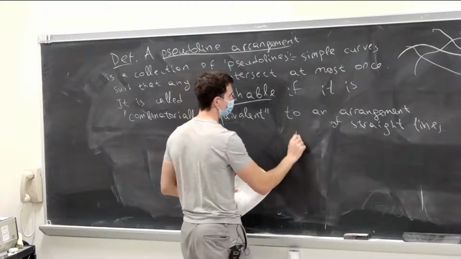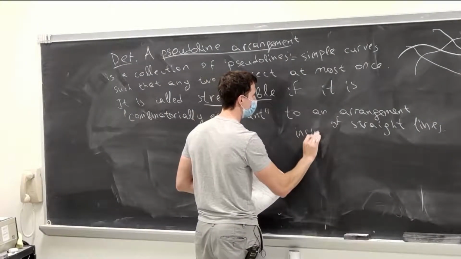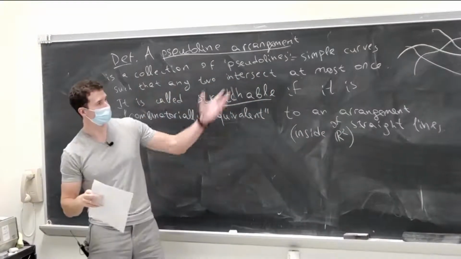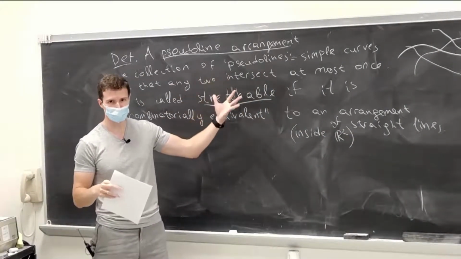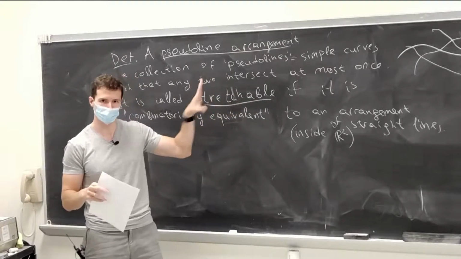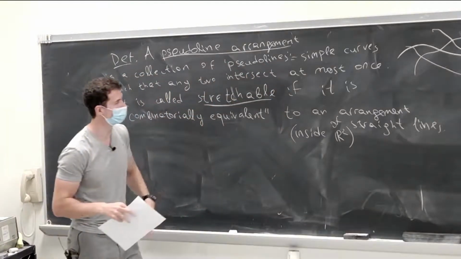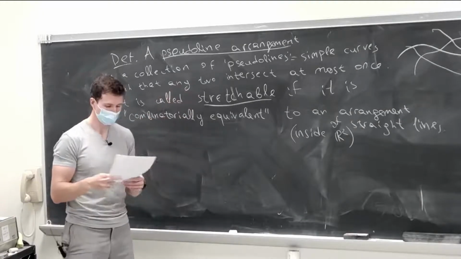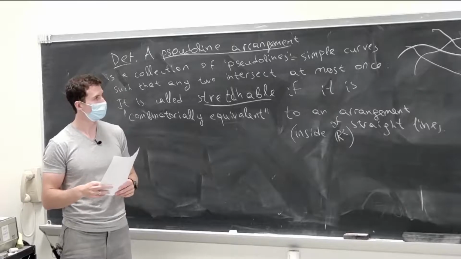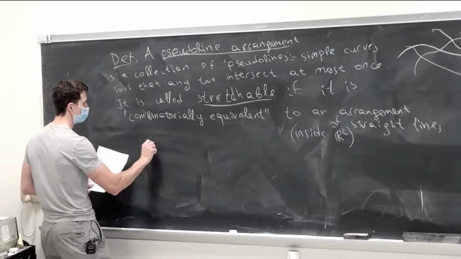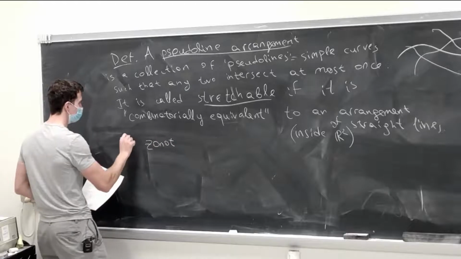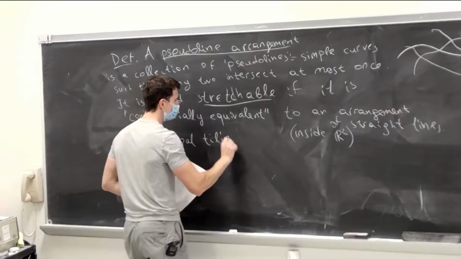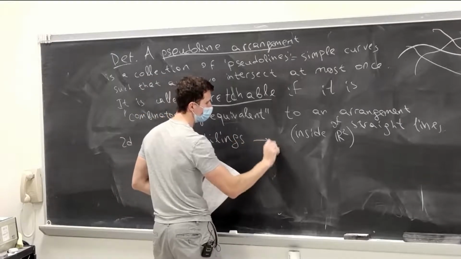Everything here is inside R2. But I should mention that there is a generalization. There's something called pseudosphere arrangements, and they correspond to oriented matroids. So there's actually a very nice theory in arbitrary dimensions. But for 2 dimensions, I've defined the notion of stretchable pseudoline arrangement. So now I want to explain how to go from 2D zonotopal tilings to pseudoline arrangements.